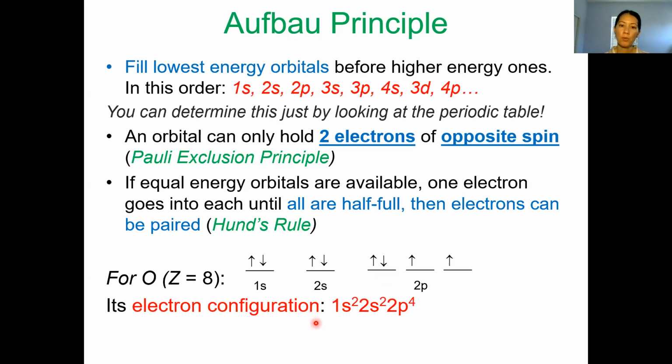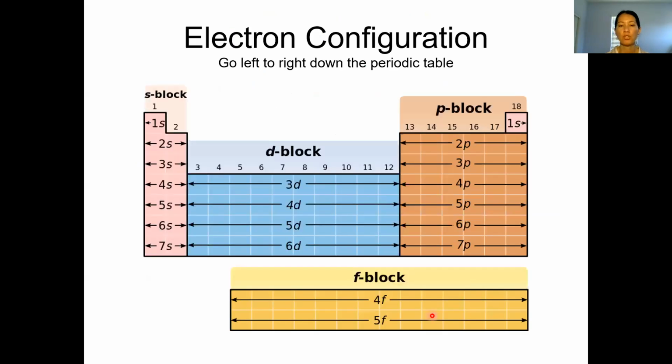Sometimes we don't want to write the orbital diagram, but we just want a really brief notation to show where the electrons are. We call that electron configuration. Basically we use superscripts to show the number of electrons in each orbital. So here I have 2 electrons in a 1s, so I write 1s2. Here I also have 2 electrons, but now in a 2s, so I write 2s2. And here I have 4 electrons in a 2p, so I write 2p4. That is the full electron configuration for oxygen. Later, I'll also show you some shorthand notation.